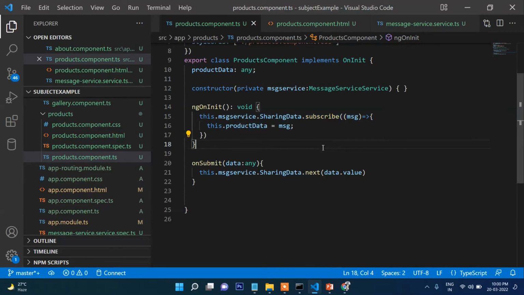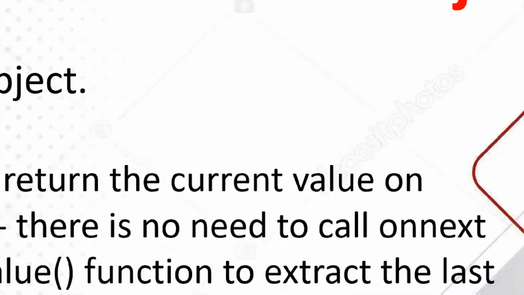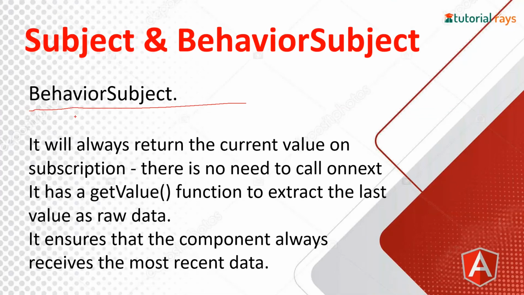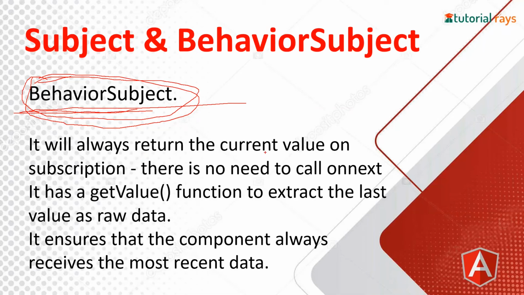Now let's talk about this behavior subject. We have already seen how to implement and share the data through subject. Now we will see the example through this behavior subject. So it always returns the current value on the subscription. The main point about this behavior subject is that it always returns the last value, the latest and updated value.